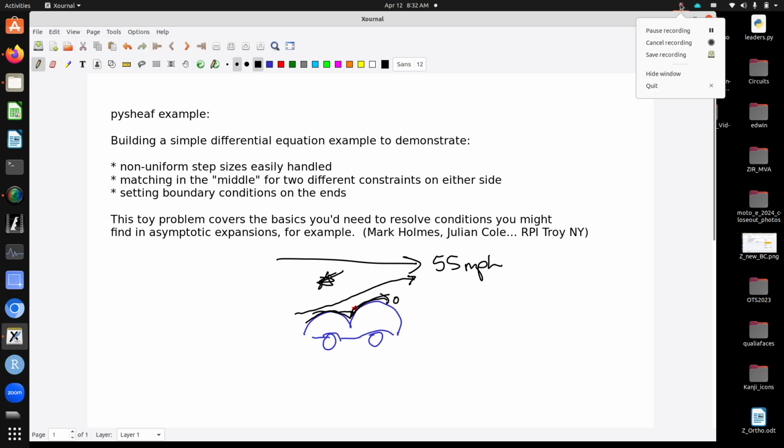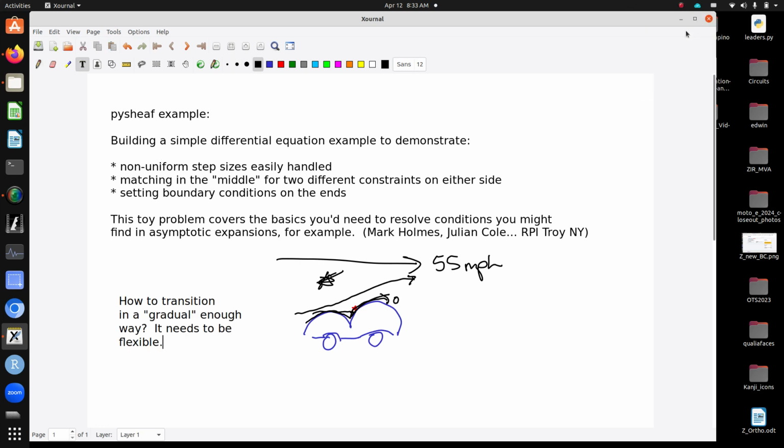That's the point we're getting at. How do you transition between these two zones in a gradual enough way? It needs to be flexible, and sheaves will give that to you. I remember in grad school, Mark Holmes saying that a lot of people who don't know how to handle boundary conditions properly will just draw something wherever they want and say, here's the transition line. It's this way on one side and the other way on the other side. And that's not the point.